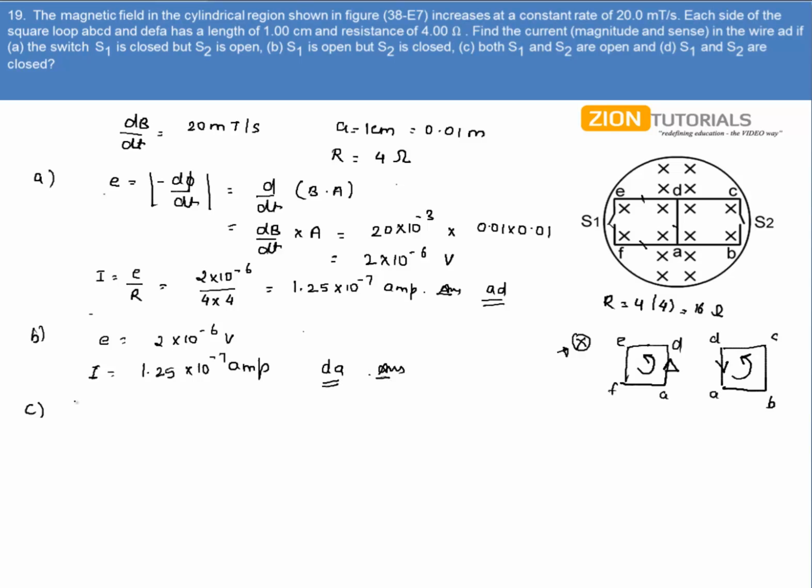In part C, both S1 and S2 are open, so obviously the circuit is open, there will be no EMF induced and hence there will be no current. So the current in AD will be 0.